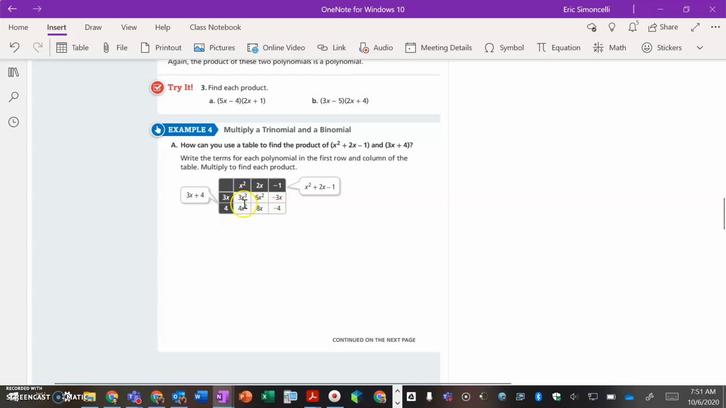3x times x squared, that's 3x cubed. 3x times 2x, 6x squared. 3x times negative 1, negative 3x. 4 times x squared, 4x squared. 4 times 2x, 8x. And 4 times negative 1, negative 4.